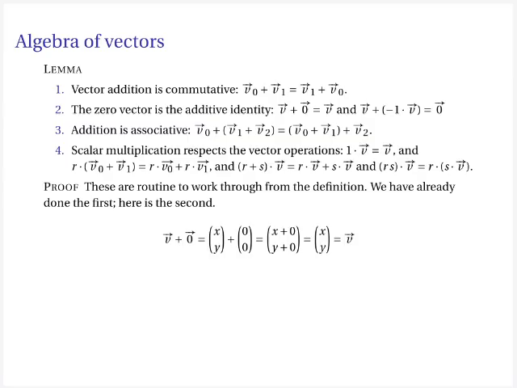That is, 1 times a vector is the vector. If you take r times the sum of two vectors, you get r times the first plus r times the second. And if you take r plus s times a vector, you get r times the first plus s times the second. And then finally, if you take r times s times the vector, you get the same thing as if you took r times the quantity s times the vector. And because the algebra is so simple on these operations, it's very easy to work through them. I did the example of v plus 0, but the others are no more complicated.